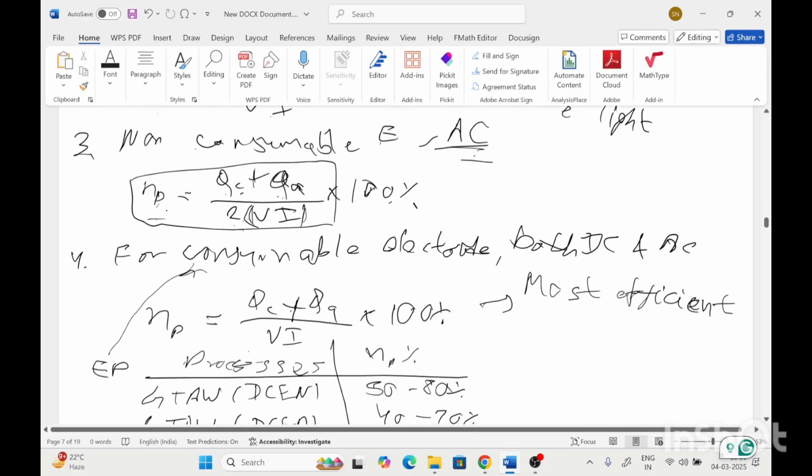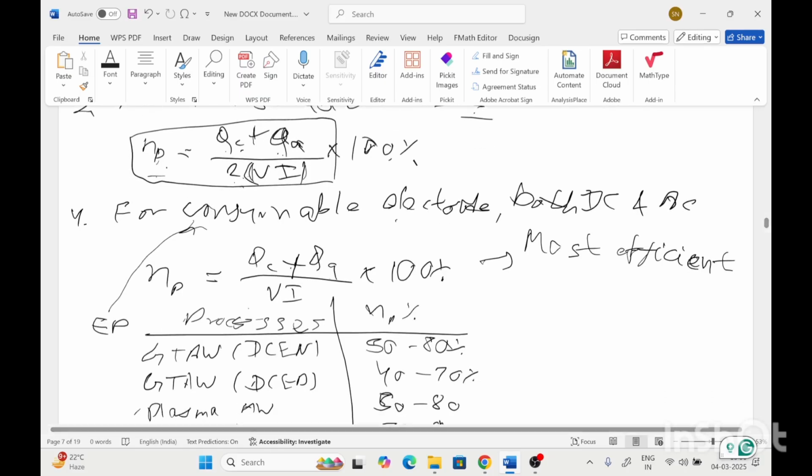And in the last case, we talk about the consumable electrode where AC or DC current is supplied. So the heat efficiency can be written as (QC plus QA) divided by VI, into 100%. So in this term, the QC and QA are added, so the heat efficiency will be highest for this case. So this is for consumable electrode welding.